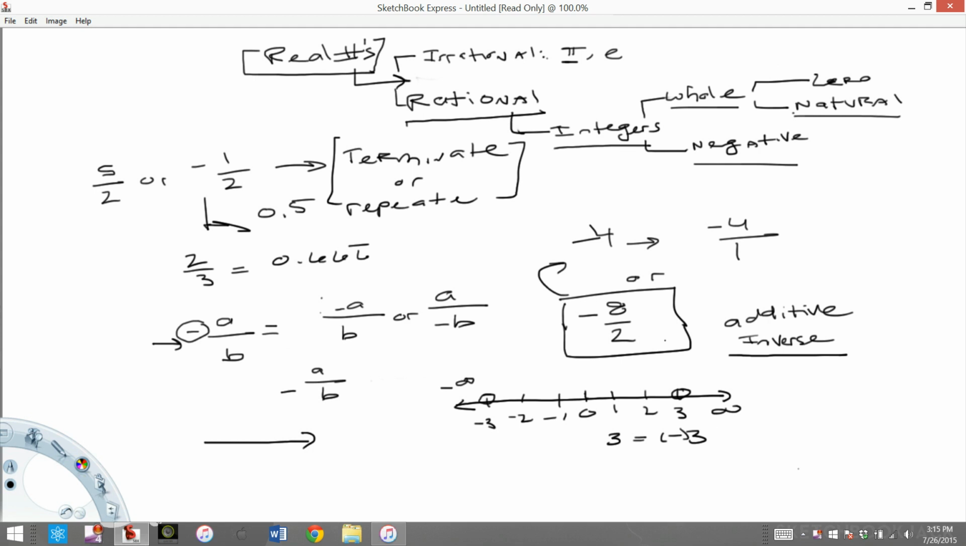The equal sign does not fit this concept well. It's not suited for this kind of thing. But we'll say 3 is the additive inverse of negative 3, right? What that says is that the physical distance that 3 is from 0 is the same distance that negative 3 is from 0. Correct? Okay.